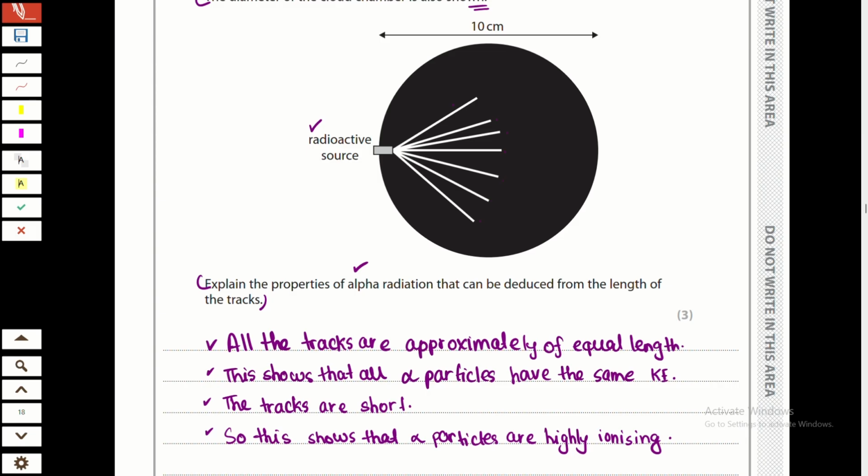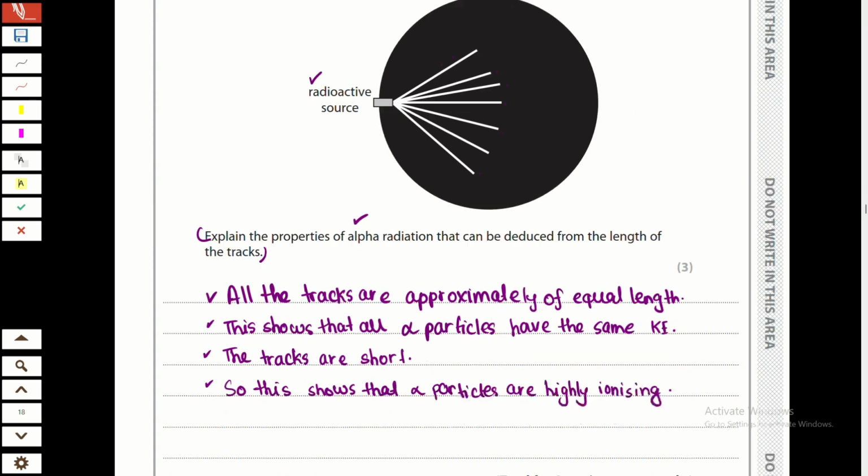So having equal length reinforces the idea of having the same kinetic energy, because the tracks represent alpha particles and the tracks ended at equal points. So this shows that initially they had the same or identical kinetic energy, and that's why they stopped at equal points, which means they had equal or identical speeds before.